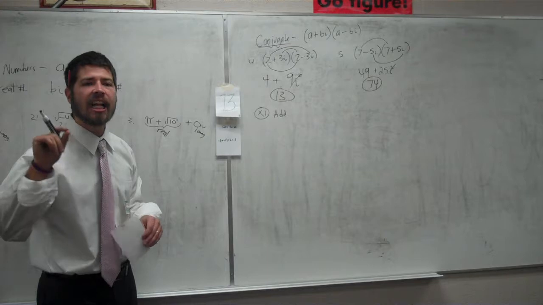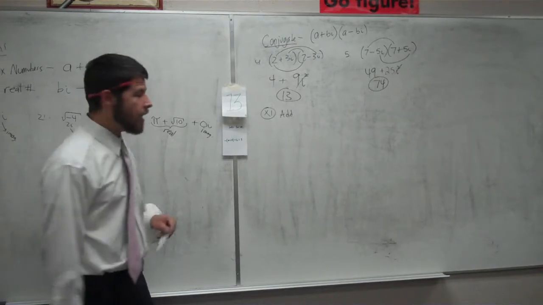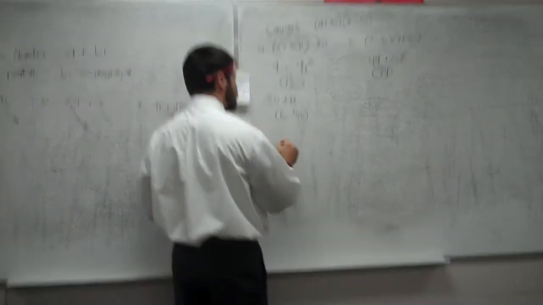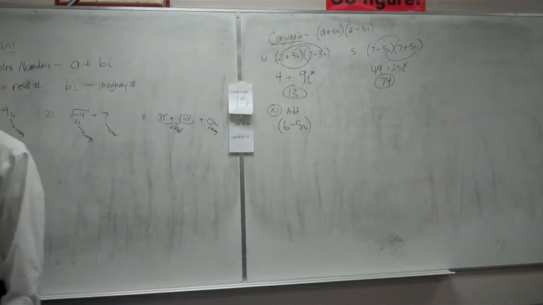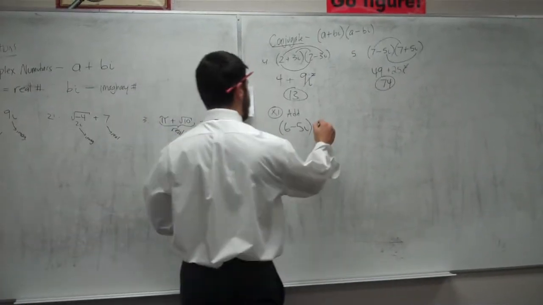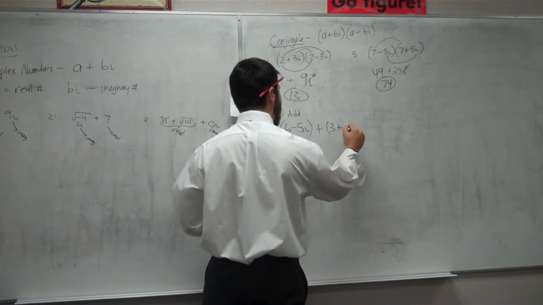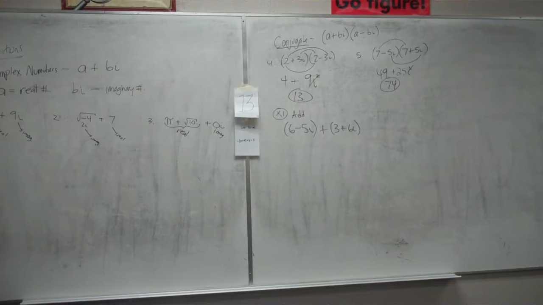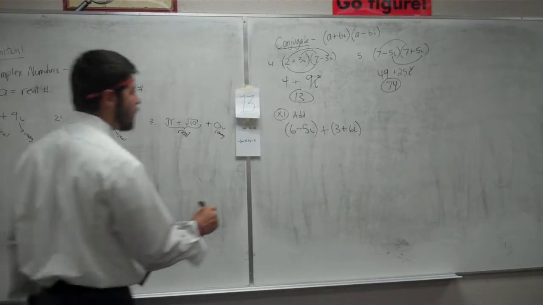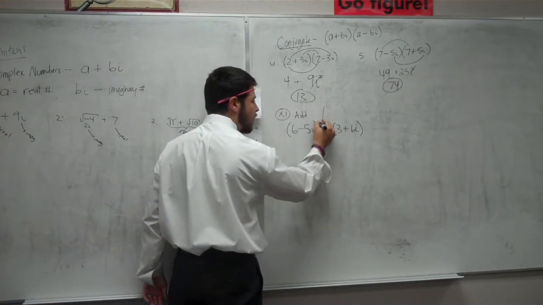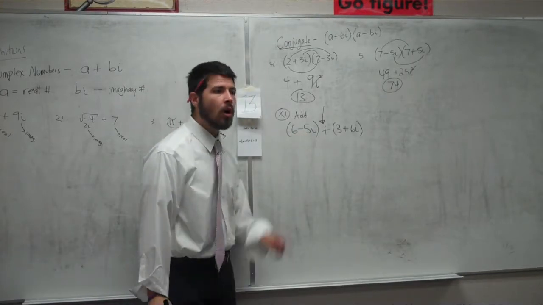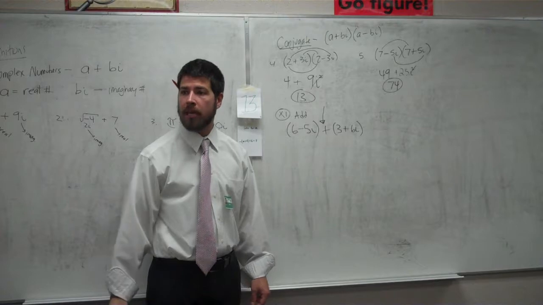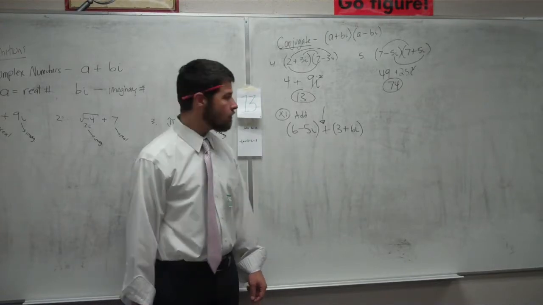This is like terms. Okay, here's what we're going to do. 6 minus 5i. There's a complex number. And let's add to it 3 plus 6i. Notice, I have a plus in the middle. We're adding. What is my real part going to be? 9 minus 11i squared.